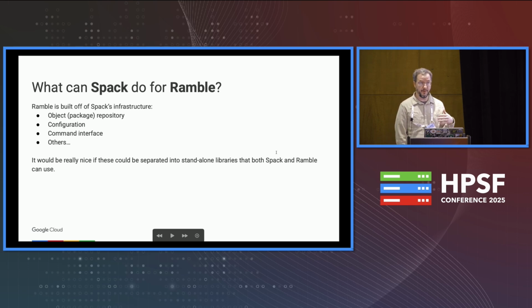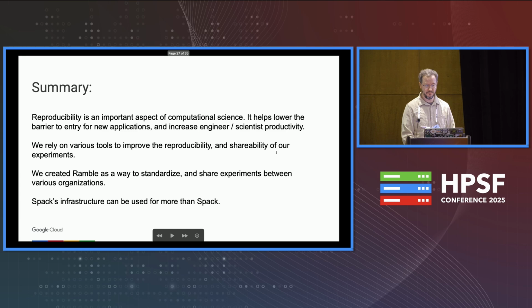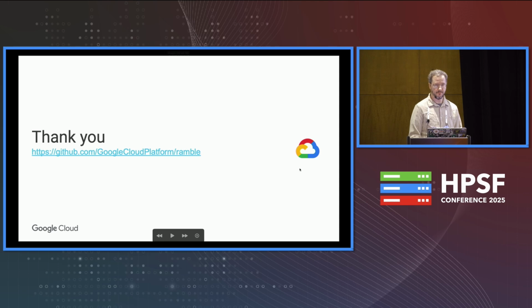Some of the things that Spack does for Ramble, or can do. Like I said earlier, we're based off of a lot of Spack's infrastructure. It'd be really cool to work towards having these separated from Spack instead of built into Spack, to allow tools that build off of these libraries to update more easily and not need to take all of Spack to update. I think I already talked about this, but one neat thing that I don't know how many people have done so far to point out is that Spack's infrastructure can be used for more than just Spack. You can build other tools off of it and do some neat things with it. That's all I've got. Any questions?